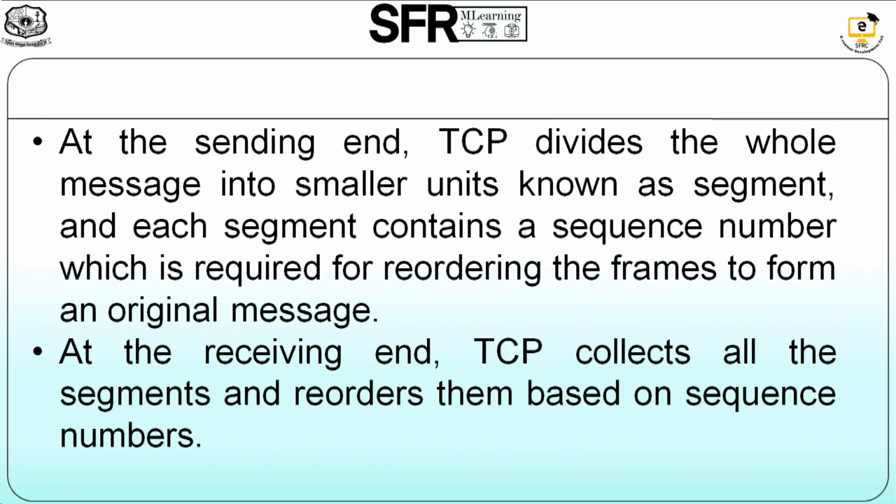At the sending end, TCP divides the whole message into smaller units known as segments, and each segment contains a sequence number which is required for reordering the segments into the original message.